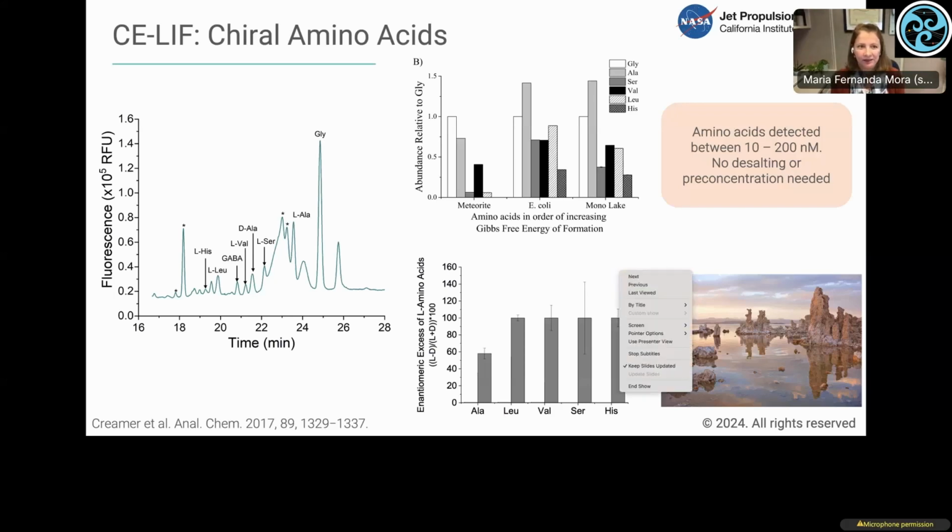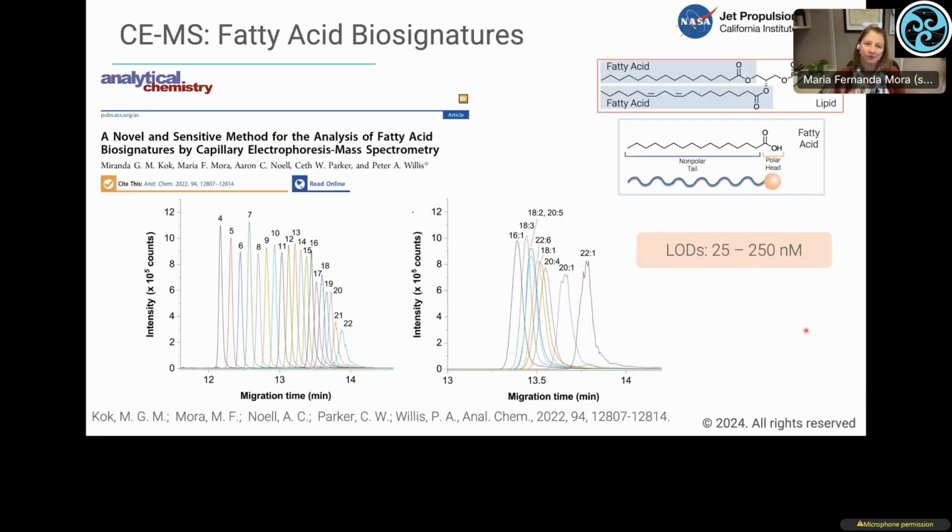So moving on to the next very well understood biosignatures, fatty acids. For this one, we developed a method coupling to the mass spectrometer. And just a brief reminder of where the fatty acids come from. They form the lipids that are part of all of our cells. Basically, they have a polar head and a non-polar tail. And these numbers that you see here refer to the number of carbons on the tail.